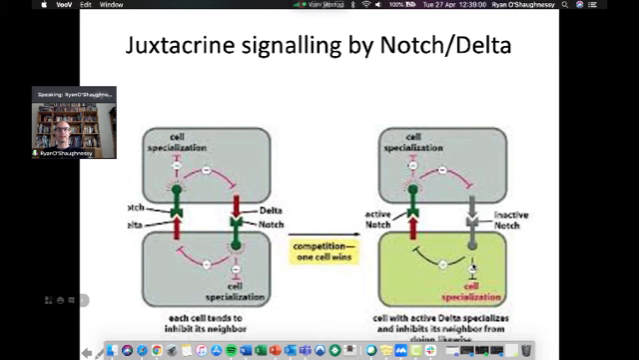And we've seen this also in somitogenesis, where Notch delta signaling defines the limits of the developing somite. So again, we're seeing an example of how lateral inhibition by Notch delta is specifying a specialized cell fate in one cell at the expense of other cells.